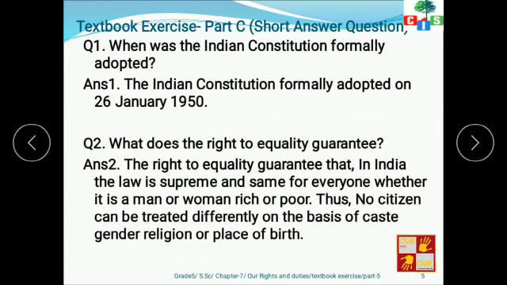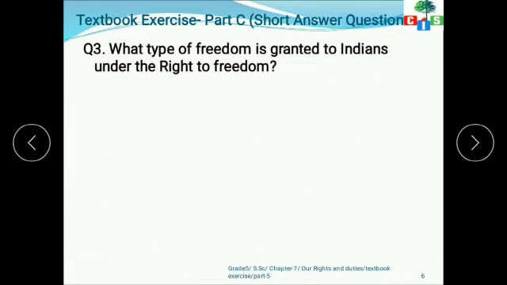Supreme means at the top, and it is the same for everyone, whether it is a man or a woman, rich or poor. Thus, no citizen can be treated differently on the basis of caste, gender, religion, or place of birth. Right? So, this is the answer. Now move to the third question.